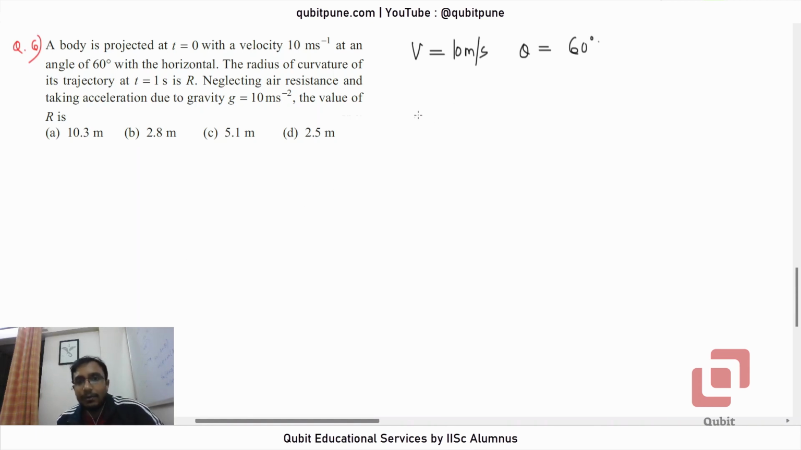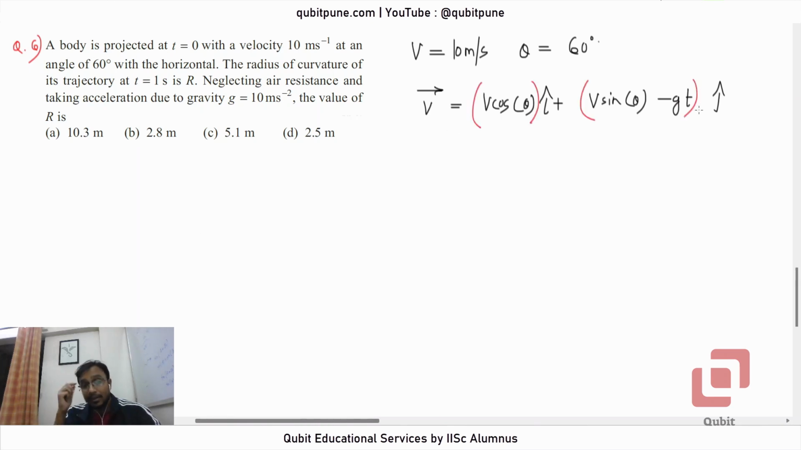First of all, we will go to velocity. What is the formula for velocity? Can anyone recall? It's v cos theta i cap plus v sin theta minus gt j cap. Is that correct?